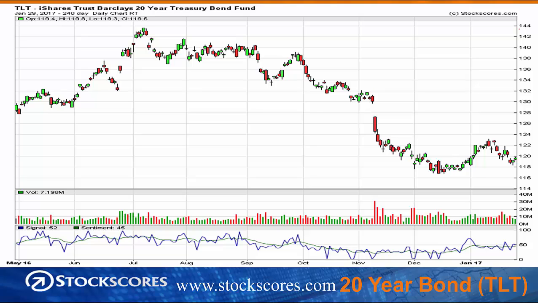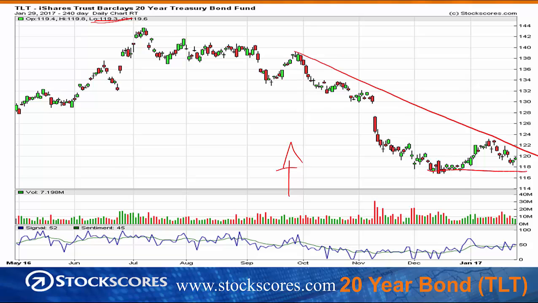Here is the 20-year Treasury bond ETF. I normally do this as a weekly chart, but this week I thought I'd do it as a daily just to show that we are in a downward trend on the U.S. bond market. And that means that interest rates have generally been rising.